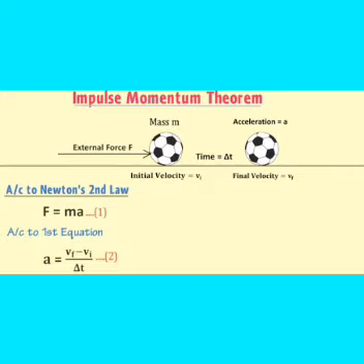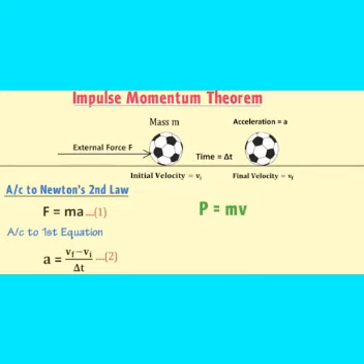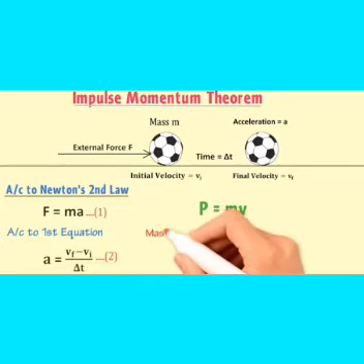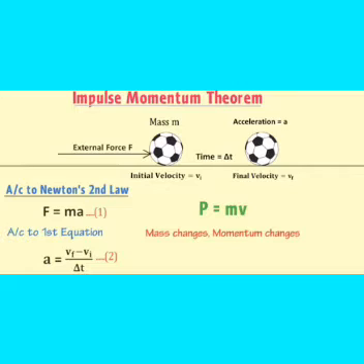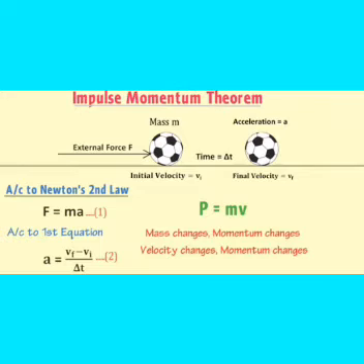Now let me take you to the start of the lecture. I told you that momentum P is equal to mass into velocity. Momentum depends on mass and velocity. When mass changes, momentum changes, or when velocity changes, momentum changes. Here in this example, the mass of the football is constant, but the velocity of the football has changed from vi to vf. Thus, the momentum P of the football has also changed.